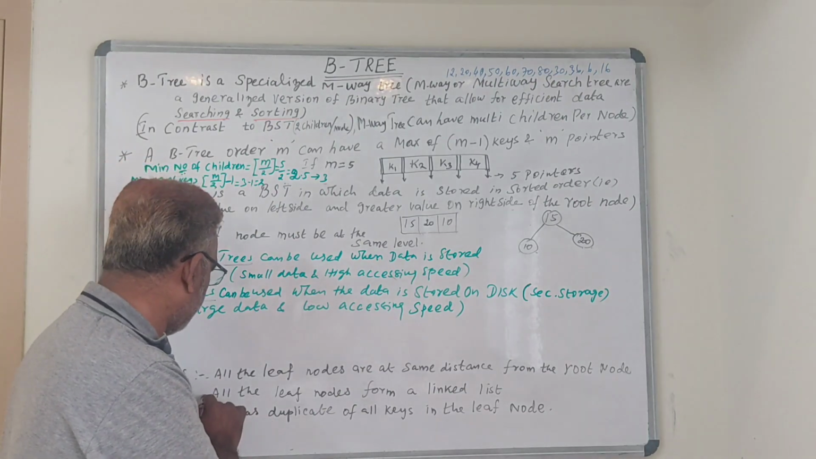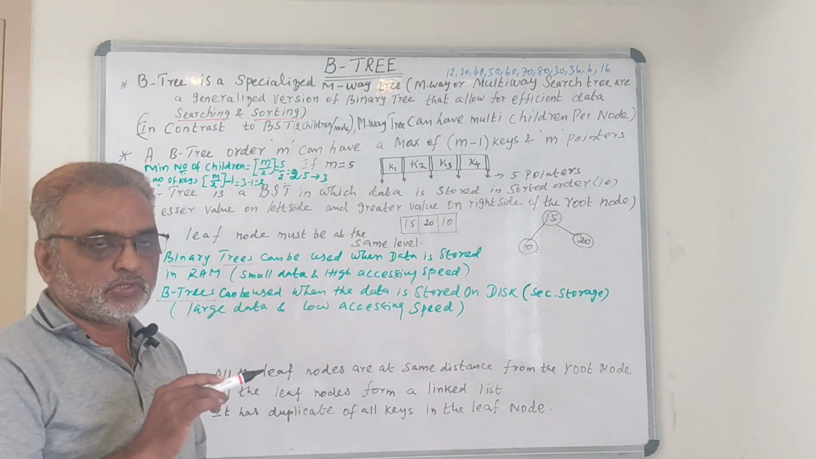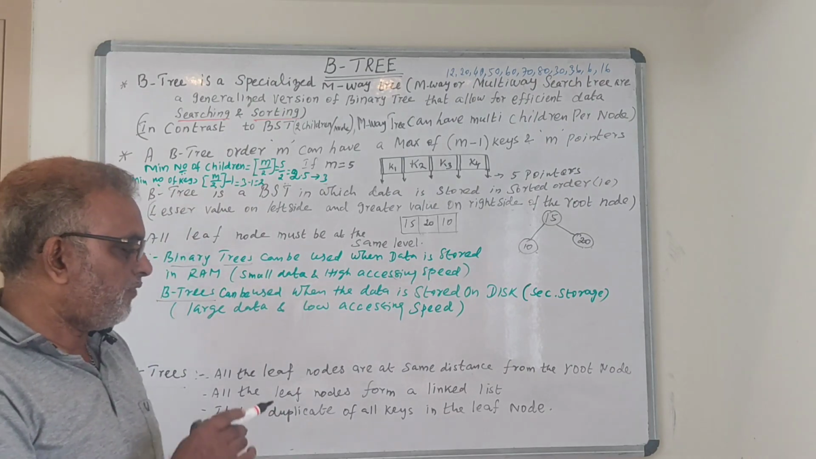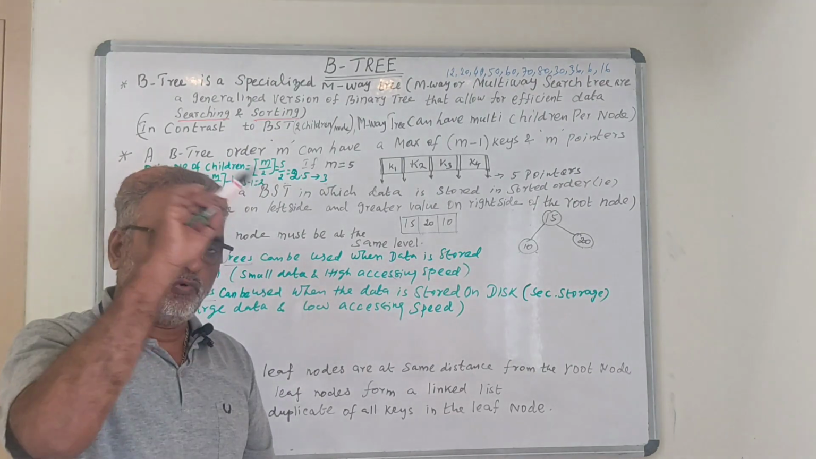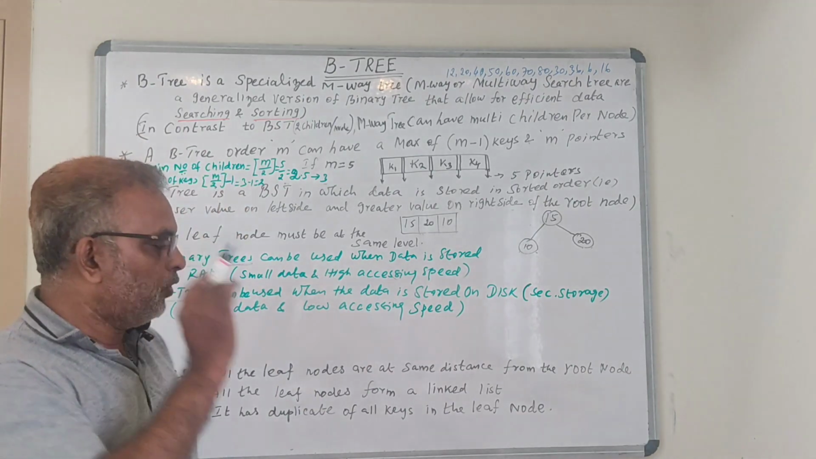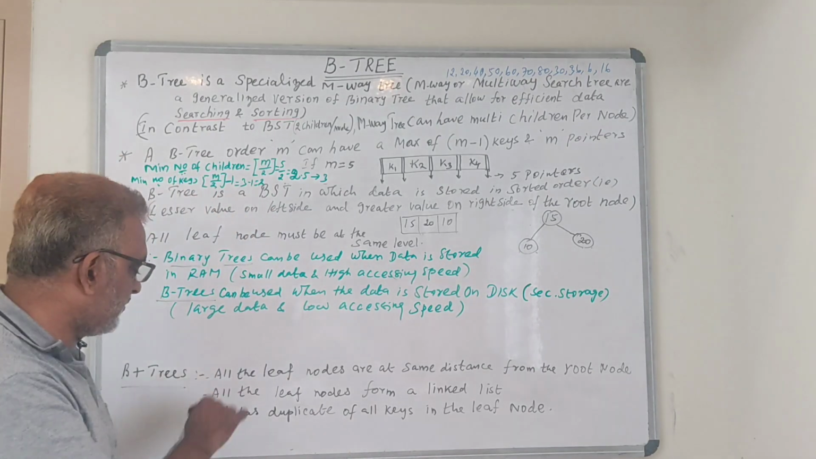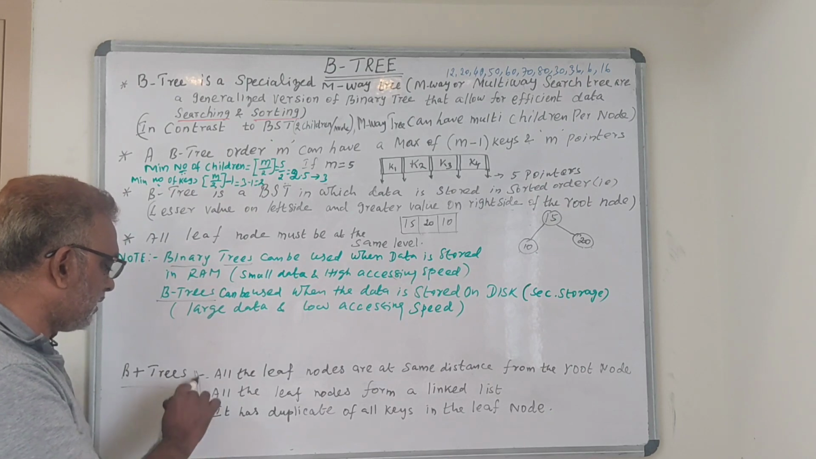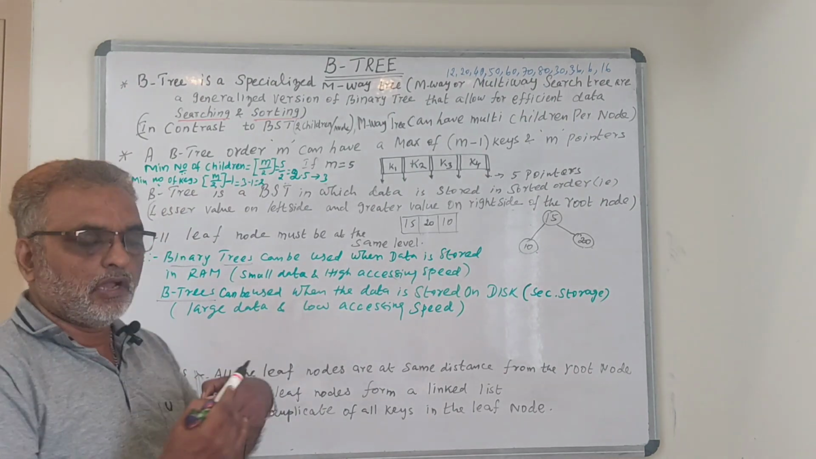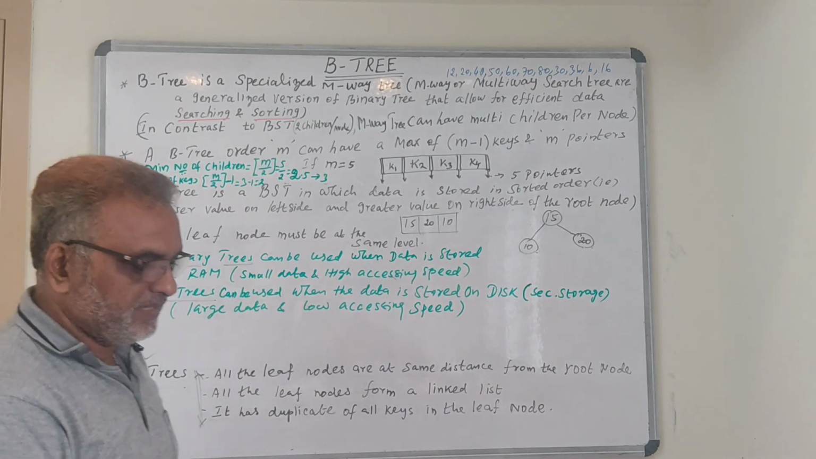But in the B plus tree, the terminal nodes, all these nodes, will form a linked list. Similarly, it has a duplicate of all keys in the leaf nodes. Though you have the keys available in the upper nodes, those key values will be copied in the leaf nodes. So these are some of the properties you should remember. That is how the B plus tree differs from the B tree. It is an advancement of the B tree.